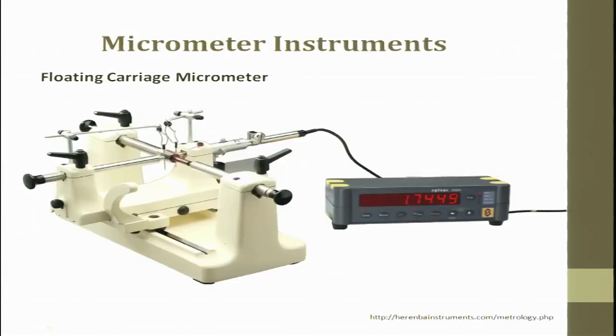So, this is a floating type. Here you see is the device, and then you can measure it. Here you place it between the two centers, and then we tighten it, we lock these two, and then we try to measure the deviations.